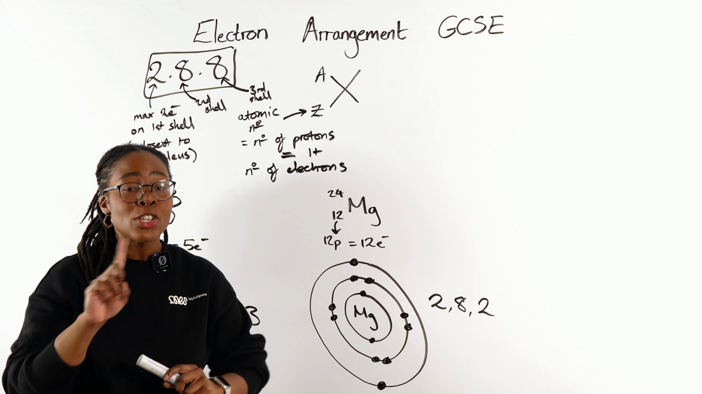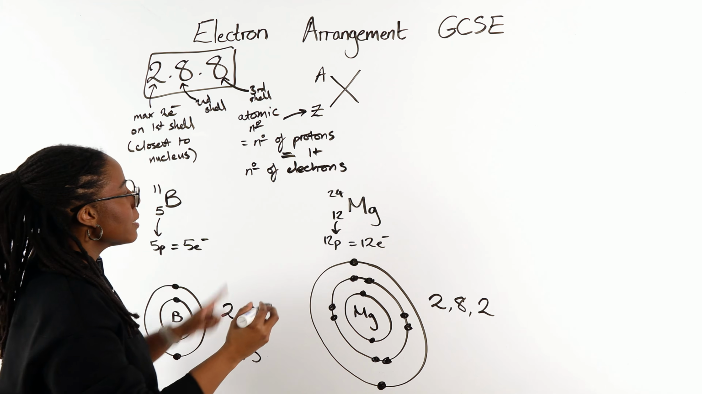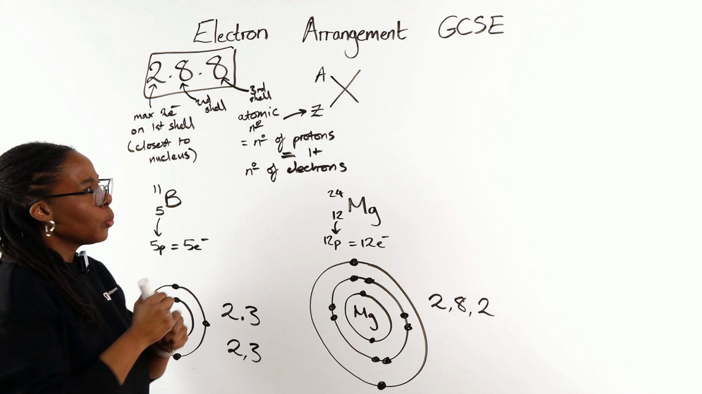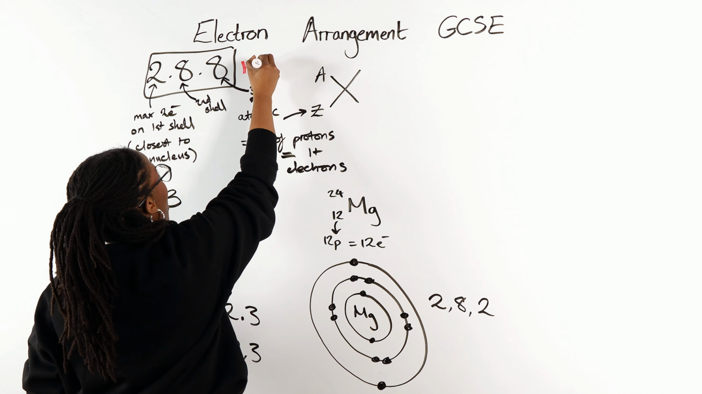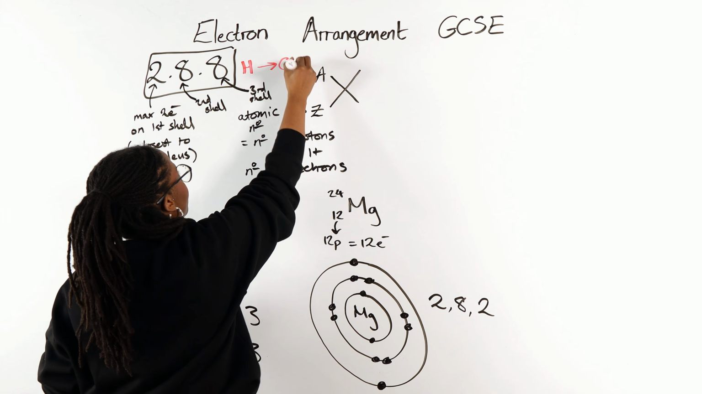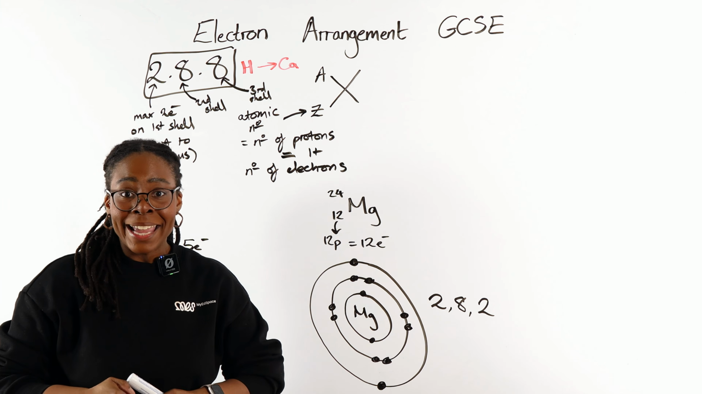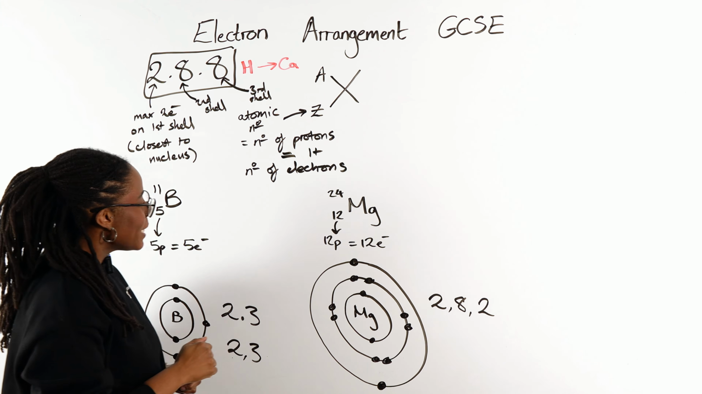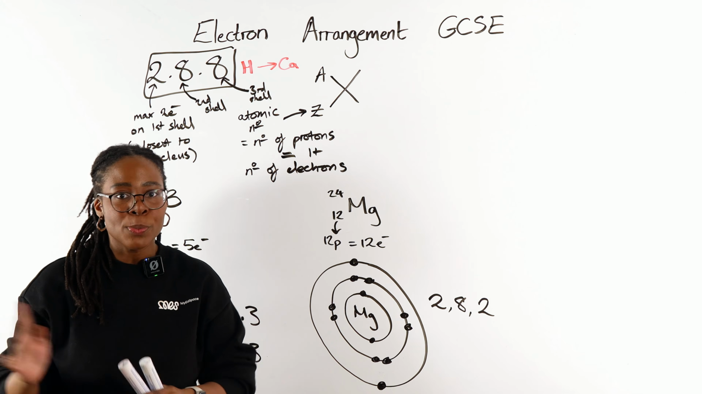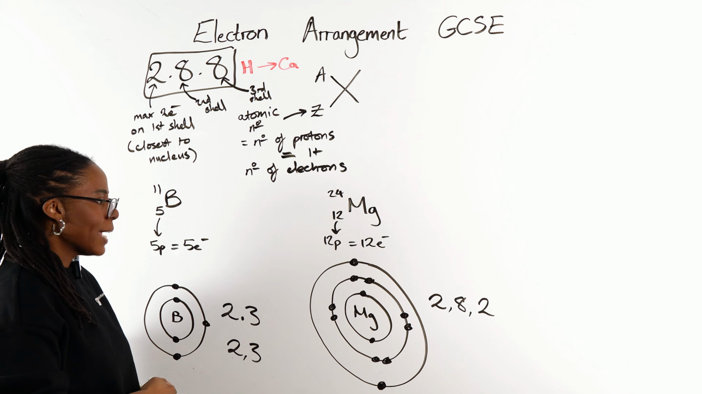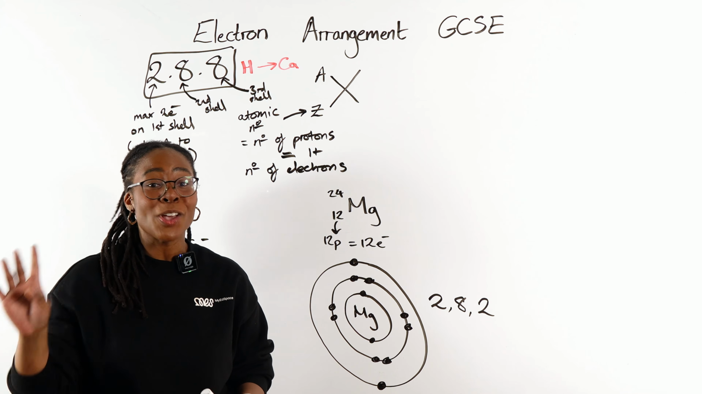Now this works only for your first 20 elements, which means this 2, 8, 8 rule will work for hydrogen up to calcium. After calcium, we'll talk about that at A level, okay? But for the first 20 elements, you can use the 2, 8, 8 rule to determine the electron arrangement for any of those atoms. We can also do it for ions, but I think ions needs its own video.